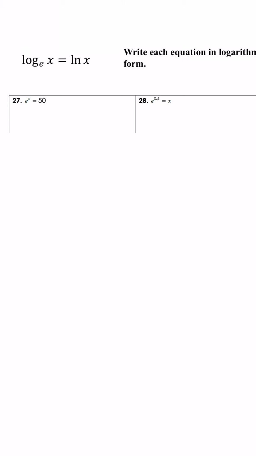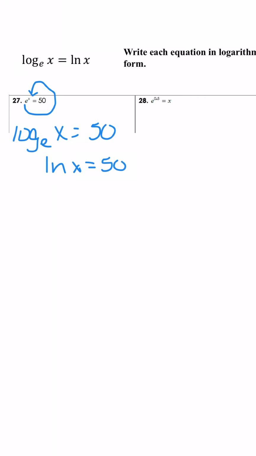Now on this one, we've got to write each equation in logarithmic form. If I write it this way, log base e of x equals 50, well, log base e of x is just saying natural log x equals 50. This one's natural log of x equals 0.5. The answer is always going to be the exponent.